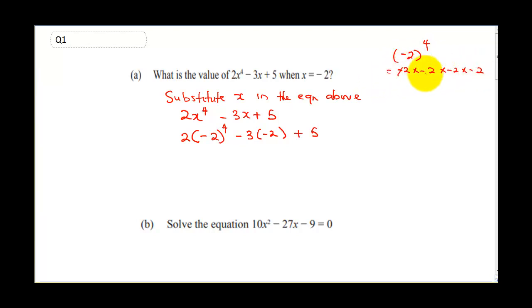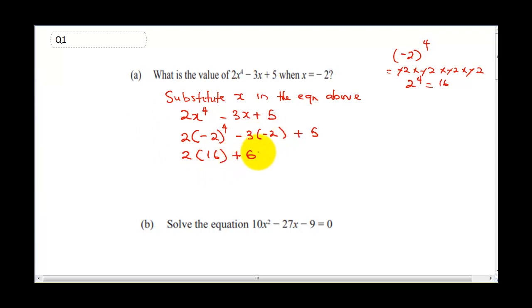You know that minus times minus gives us plus, and minus times minus gives us plus. So we have 2 to the power 4, and that gives us 16. So this is 2 times 16, minus 3 times minus 2, which gives us plus 6, and then we have plus 5. 2 times 16 gives us 32, plus 6, plus 5. 32 plus 6 is 38, and 38 plus 5 gives us 43. So our final answer is 43.